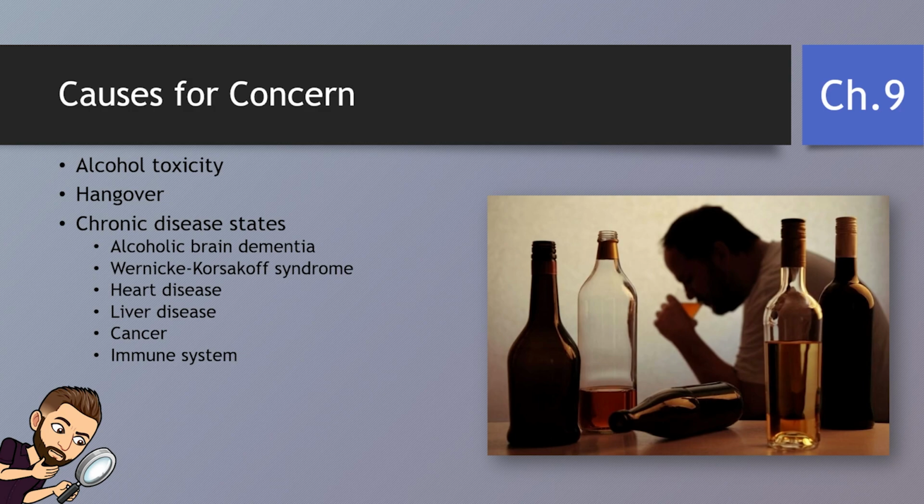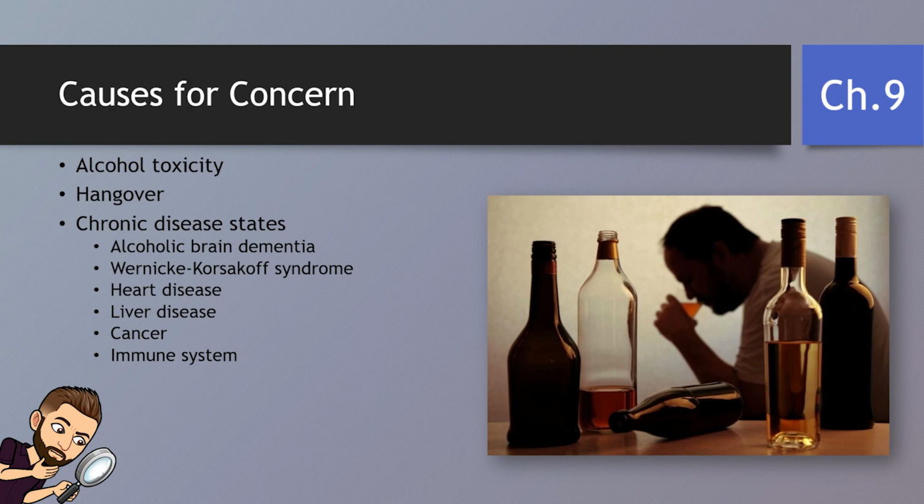Chronic disease states. So there are a few of these here. When we talk about chronic disease states, these are oftentimes associated with longer term or prolonged alcohol use. One of the more dangerous long-term issues here is the overall effect or loss of brain tissue. And this can be associated with a few different things. Number one is alcohol brain dementia.